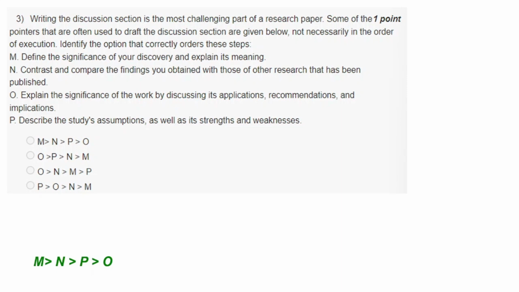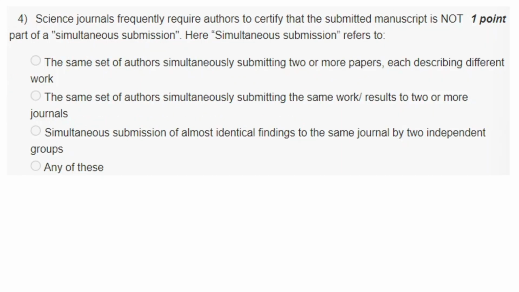Great. So moving on to the next question. Science journals frequently require authors to certify that the submitted manuscript is not part of a simultaneous submission. Here, simultaneous submission refers to anybody?